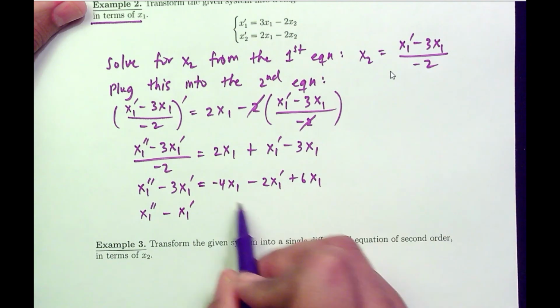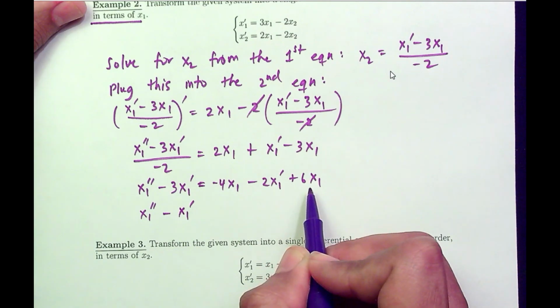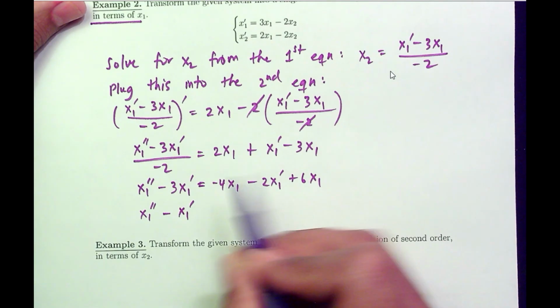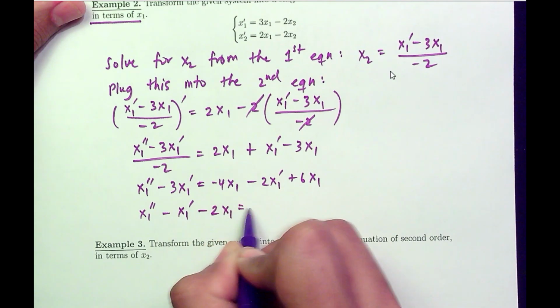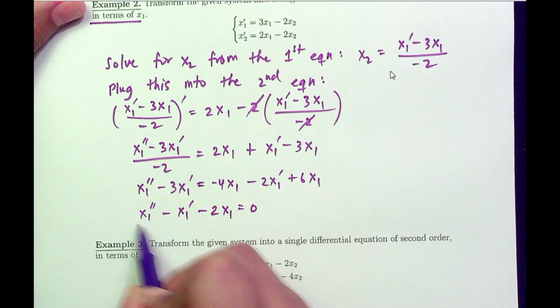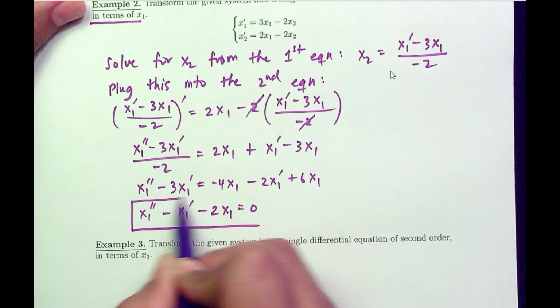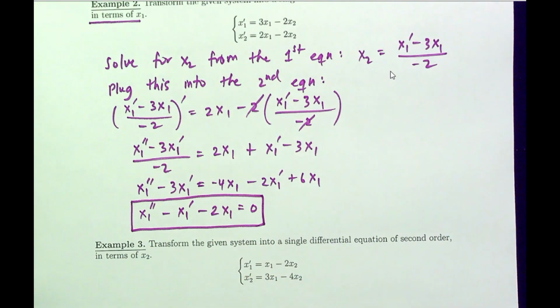And then I can combine these two, negative 4x1 and 6x1, those are like terms. That would be positive 2x1 on the right hand side. But then when you move the positive 2x1 to the left, that's going to become negative 2x1 equals 0. And this converts the system into a single differential equation.